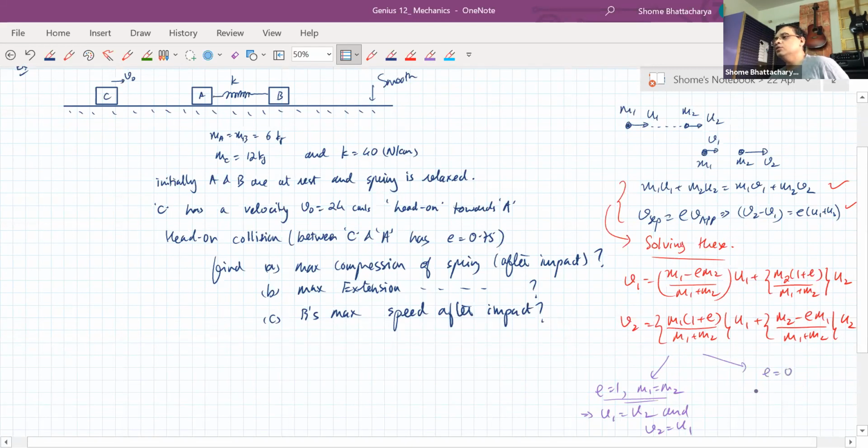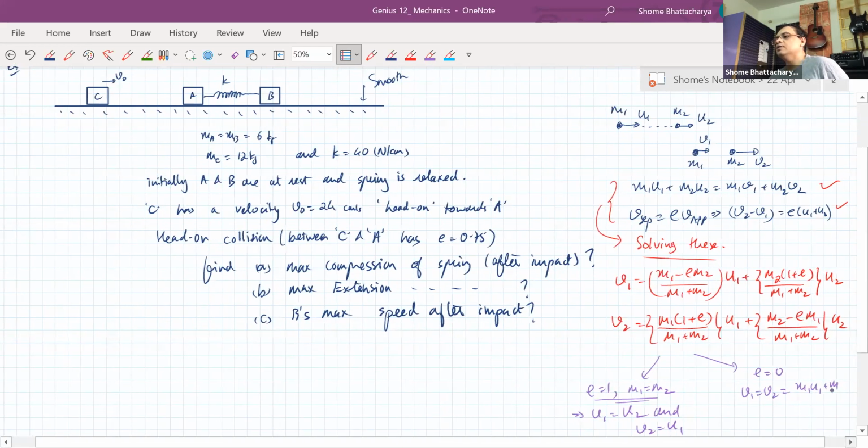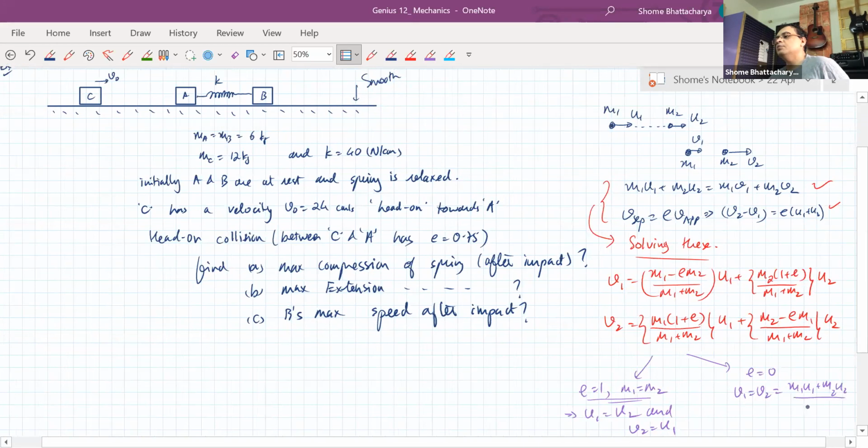You have the case of e equal to 0. You can see that V1 is equal to V2, which is equal to (M1 U1 plus M2 U2), that is the total momentum, divided by the combined mass. So that's one good way to quickly visualize these equations.